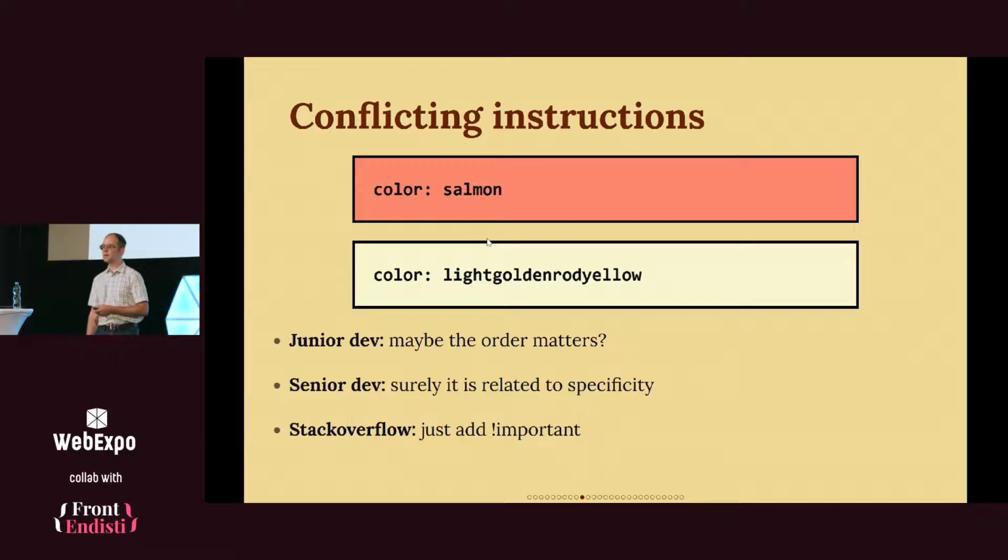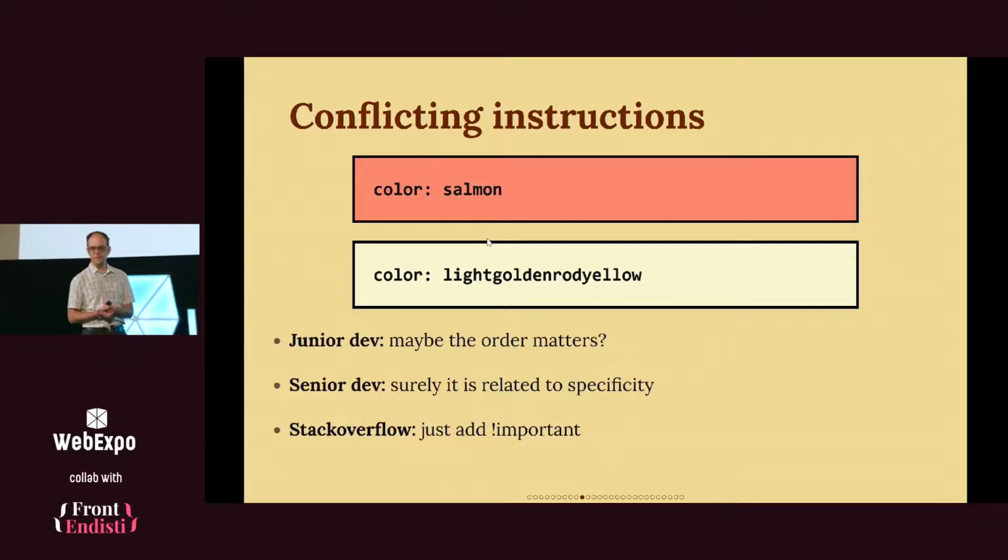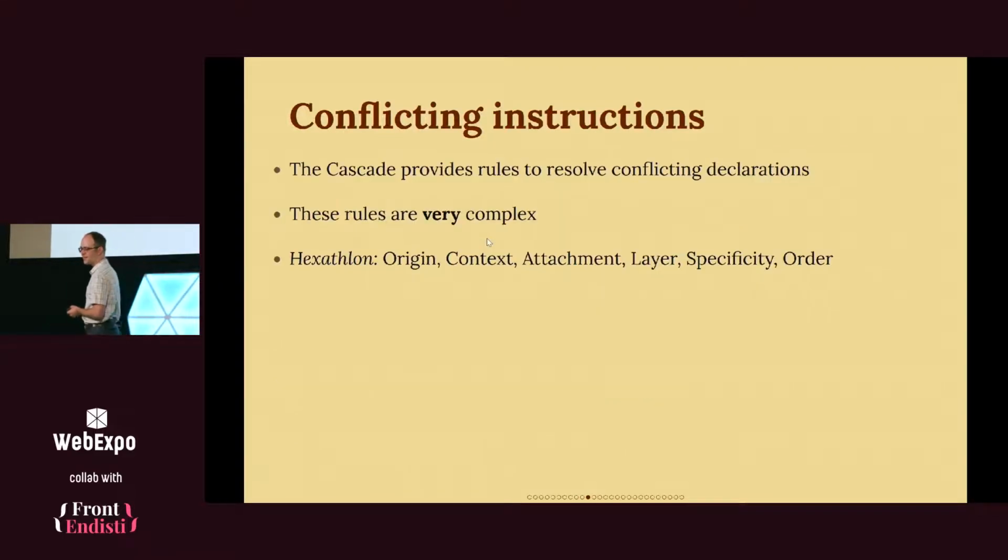So let's get back to our conflicting instructions. We have these two declarations, and our goal is to decide which of these will get used, because the browser might decide in a way which is not really compatible with our design intentions. And now the rules of the cascade chime in. So the cascade is an algorithm, or rather a set of algorithms to resolve the declarations which are conflicting.